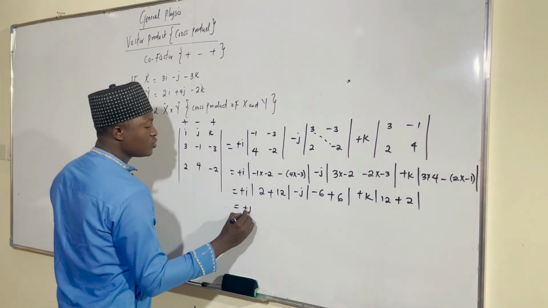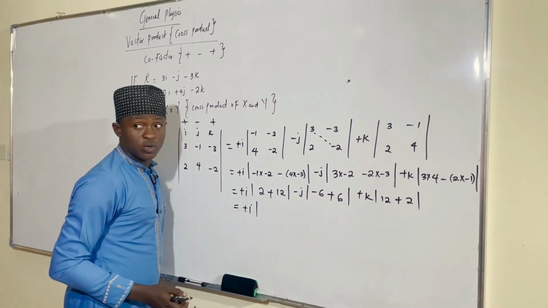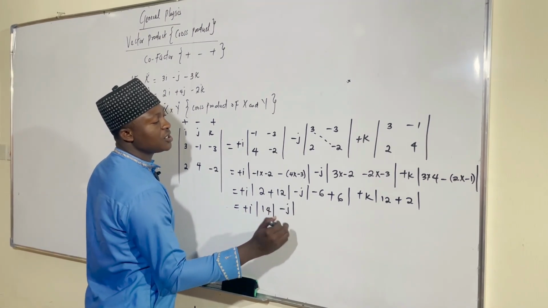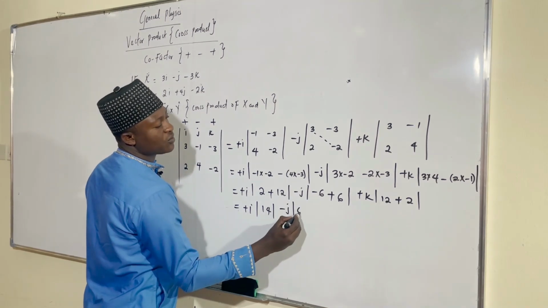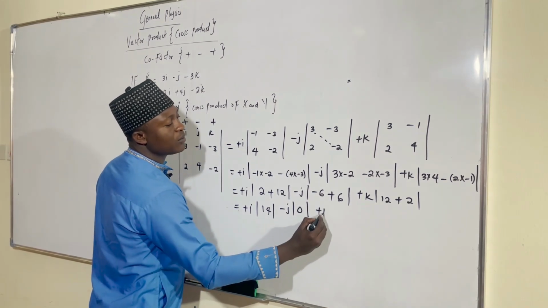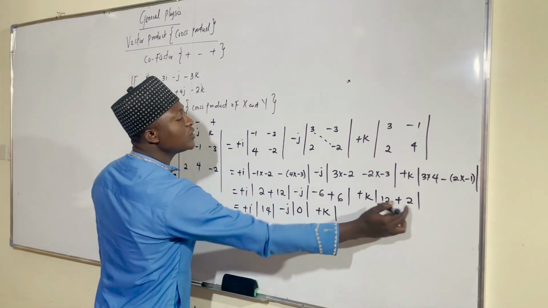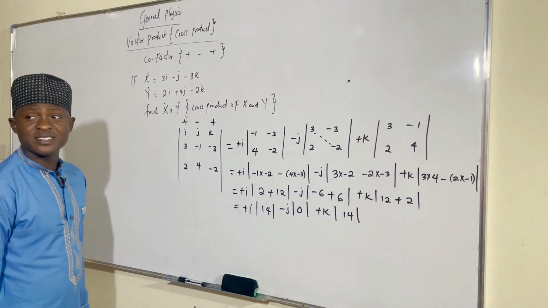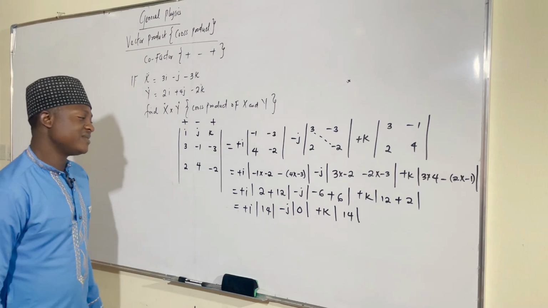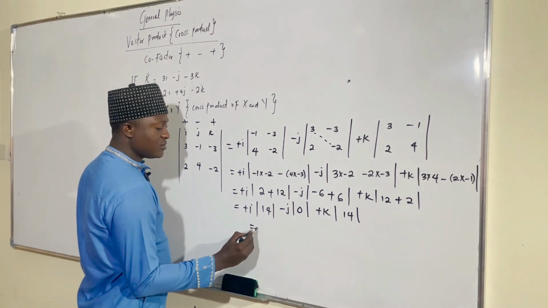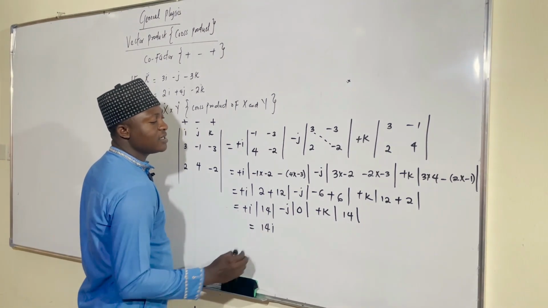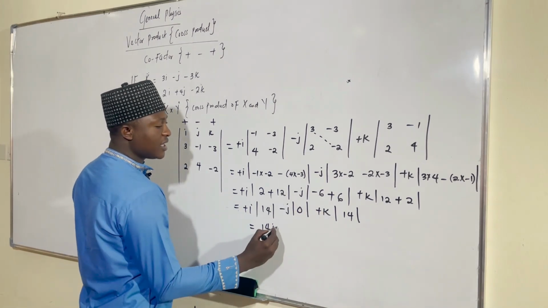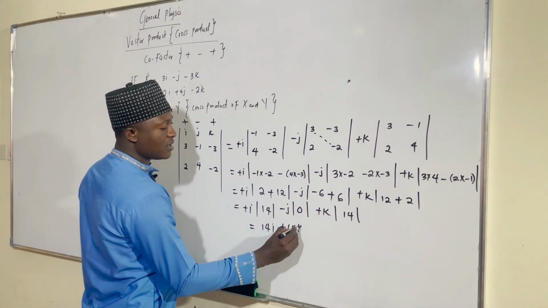So here we are going to have plus I. So 2 plus 12 is nothing but plus 14. Minus J: minus 6 plus 6, of course, we are going to have 0. Plus K: 12 plus 2, we are going to have 14. You can see how we do that. You get it right? Yeah, very nice. So I times 14, we are going to have 14I. Minus J times 0, J times 0 is going to be 0. Then K times 14, of course, we are going to have 14K.